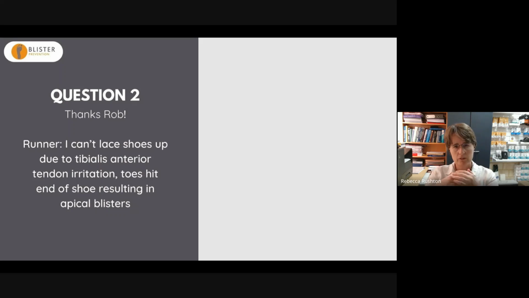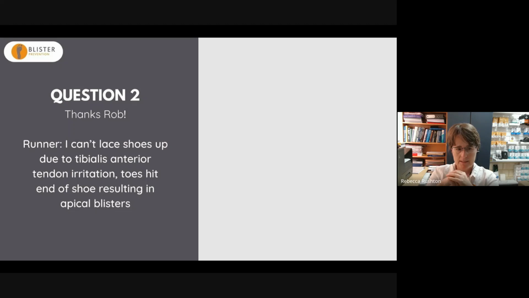Rob is a runner, and I spoke to him in the week, and he mentioned that he's getting blisters on the ends of his toes, so apical blisters, because he can't lace his shoes up due to a tibialis anterior tendon irritation, and so his toes hit the end of the shoe. So when I was talking to Rob, we were just trying to figure out what the cause of these apical blisters were, because it's going to be one of two things. It's going to be the toes clawing or the toes hitting the end of the toe box. And we established it was the toes hitting the end of the toe box.